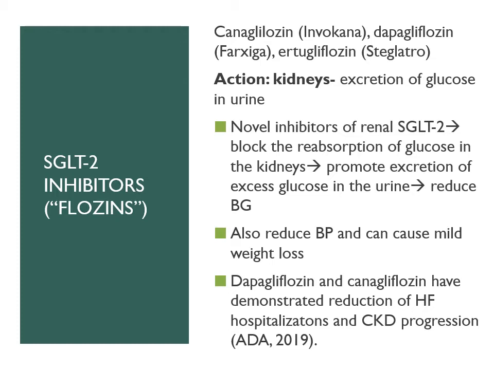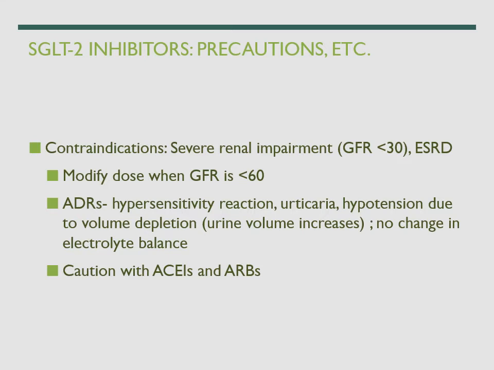So they also can reduce blood pressure and can cause some mild weight loss. They can also be effective in patients with heart failure, and so that's one of the indications. Also, chronic kidney disease, where it's more of a compelling indication to use in those patients. So contraindicated in severe renal impairment, less than 30 GFR. You can modify the dose in patients who have between 31 and 60 GFRs, so it's not contraindicated. It can be used.